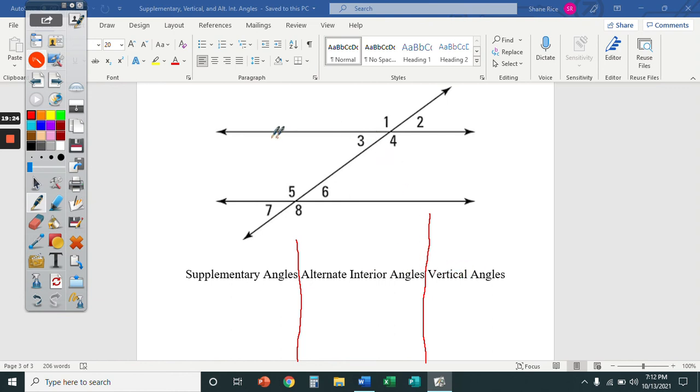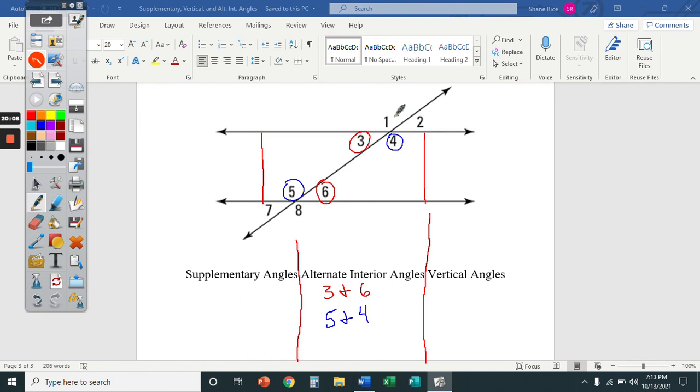Alternate interior angles. So we're looking at the inside angles that are on the opposite sides, in opposite positions, of the inside. So that means 3 and 6, and this is where I just write 3 and 6, and then 5 and 4. That's it. Okay. 1 and 2 are on the outside of the parallel lines. 7 and 8 are on the outside of the parallel lines. And yes, there is a relationship there, which we're going to explore tomorrow, but not tonight.